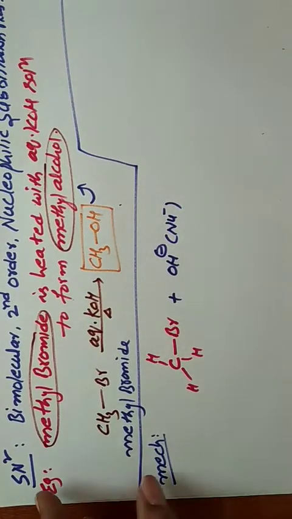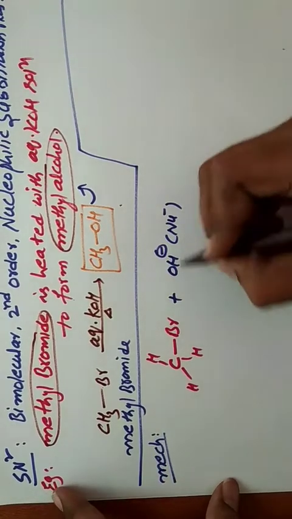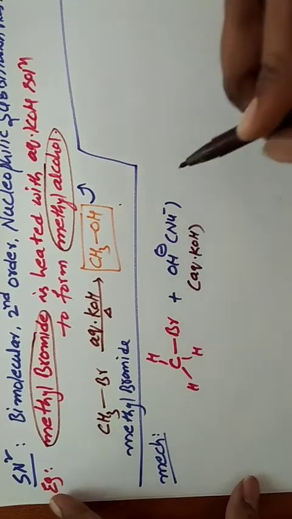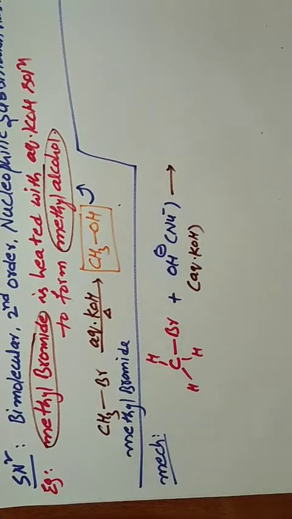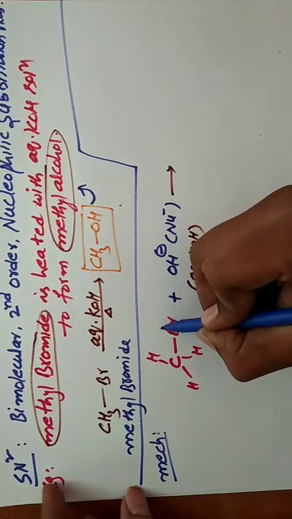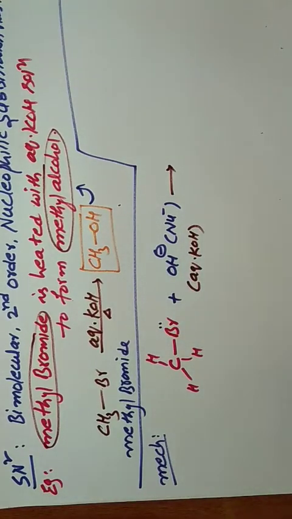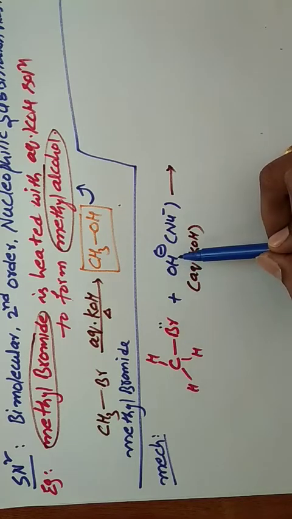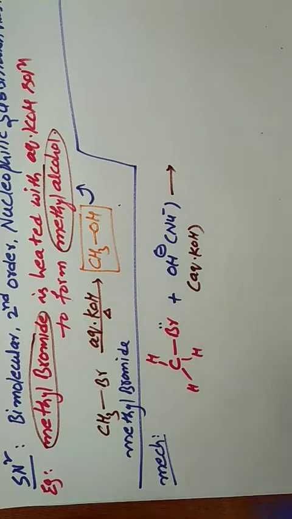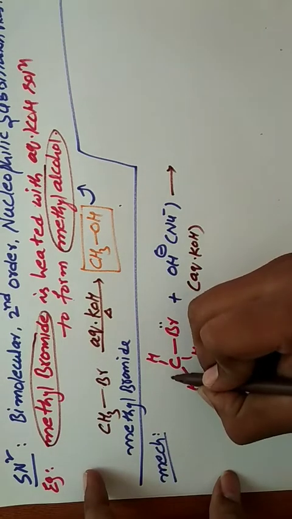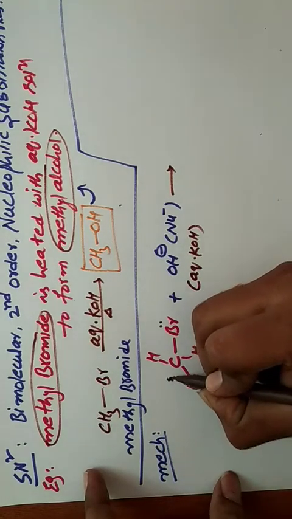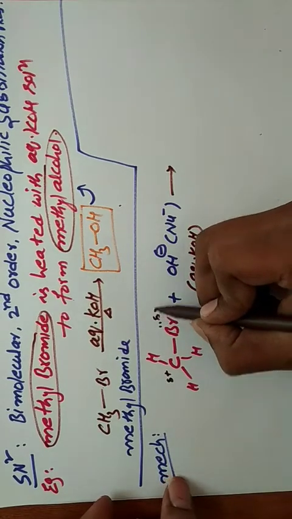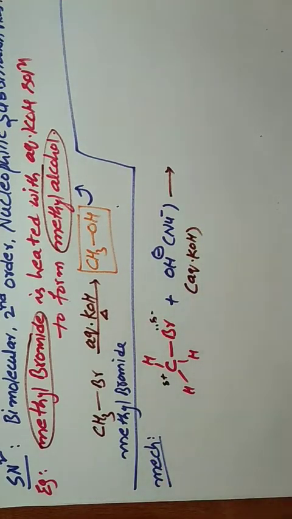Generally bromine has lone pairs. 3 lone pairs are there, negative charge. OH minus is also having negative charge. So here carbon has delta plus, bromine has negative, we already know. So that's why this nucleophile approaches this carbon from the opposite side of the bromine atom.